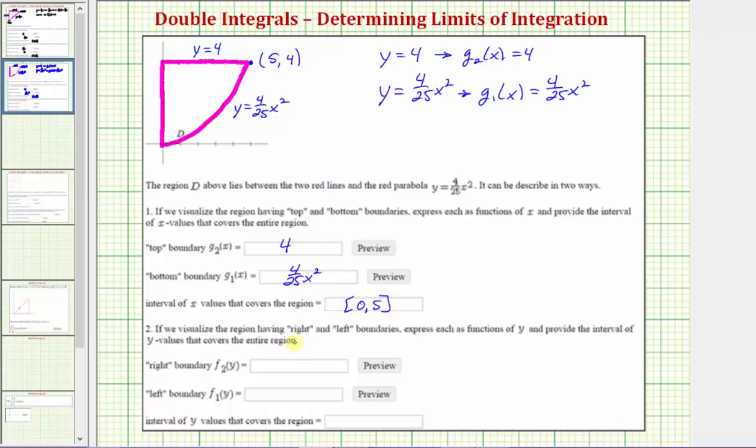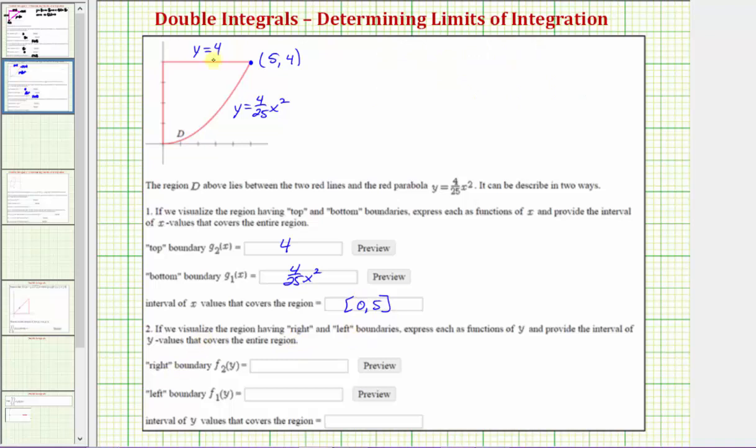Now let's visualize the region having right and left boundaries. The right boundary would again be the parabola here, given by the equation y equals 4/25 x squared. The left boundary would be this vertical line here, which has the equation x equals 0. So for our right boundary, notice how we want to express it as a function of y. Right now we have y as a function of x. So y equals 4/25 x squared is the boundary to the right, but we need to solve this for x in order to have a function of y.